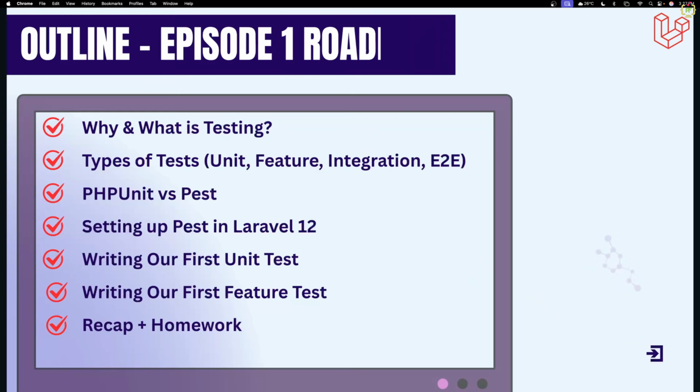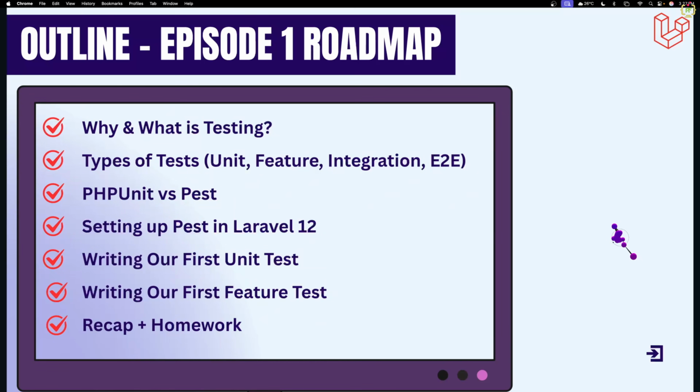And here is the roadmap for today's session. First, we will understand what is testing and why it is important. Then we will look at different types of tests. Next, we will compare PHPUnit versus Pest. Further, we will set up Pest in a Laravel 12 application. And finally, we will write both a unit test and a feature test. And lastly, we will wrap up with a recap and a small homework exercise for you.